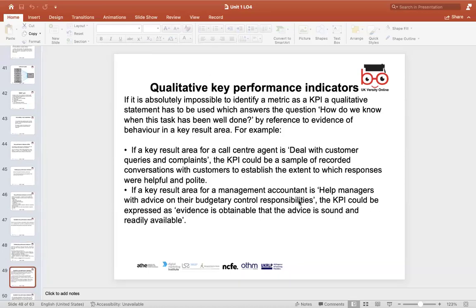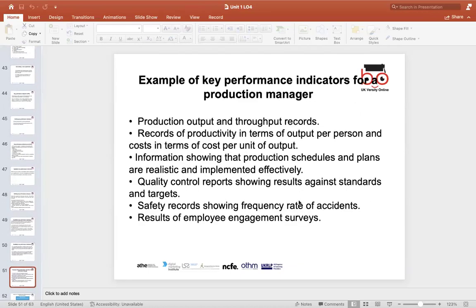Again, both slides are repeating the same thing. Just give me a second.